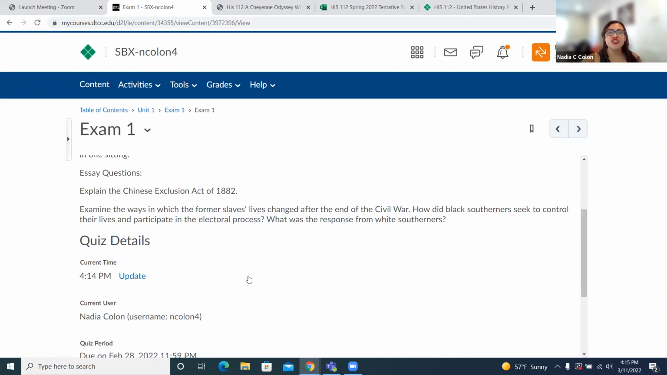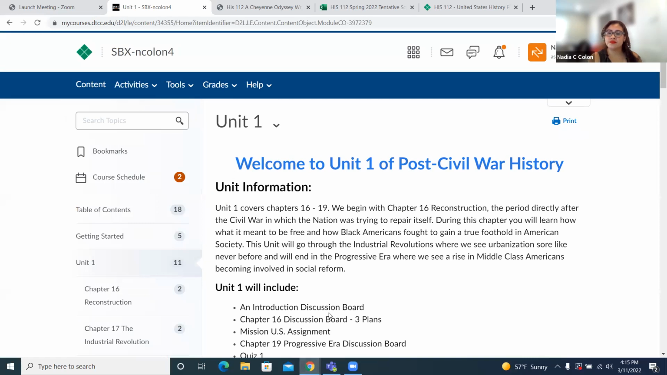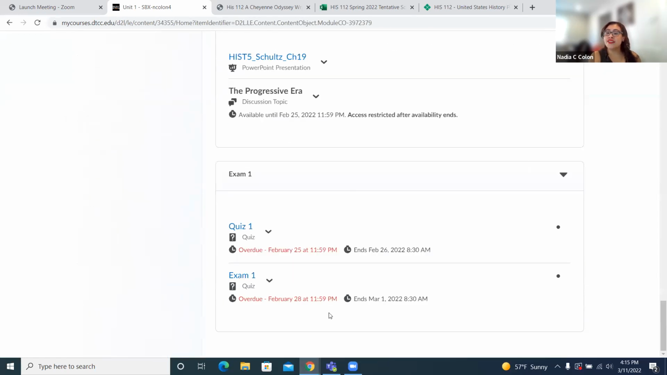As you can see, the 2 questions for Exam 1, the 2 written response questions, are explain the Chinese Exclusion Act of 1882 and examine the ways in which the former slaves' lives changed after the end of the Civil War. How did Black Southerners seek to control their lives and participate in the electoral process? What was the response from white Southerners? Do not click start on your exam until you're ready to complete the entire exam.